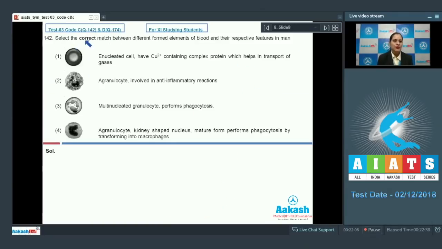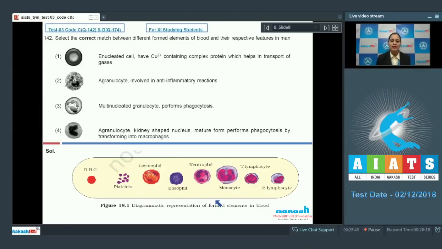Question number 142. Select the correct match between different formed elements of blood and their respective features in man. As you can see here, this is a diagrammatic representation of formed elements in blood. This first type of cell represents RBCs. These are enucleated cells and agranulated cells. And in the very first option, the description given for this cell is enucleated cells.